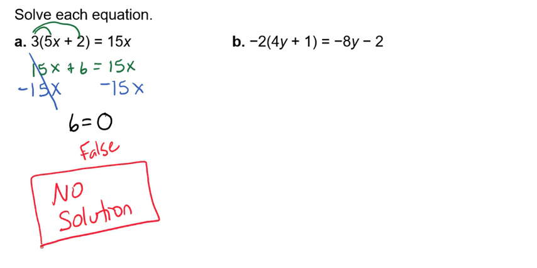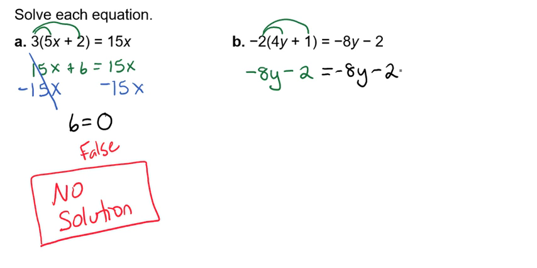Let's take a look at letter B. Here we have negative 2 times the quantity 4y plus 1 equals negative 8y minus 2. So we'll begin by distributing our negative 2, and that's going to give us negative 8y minus 2 equals negative 8y minus 2.